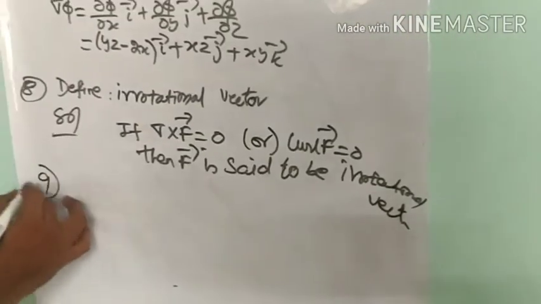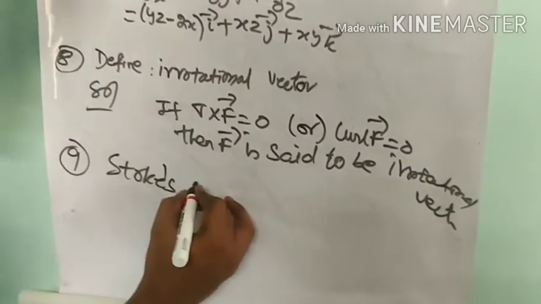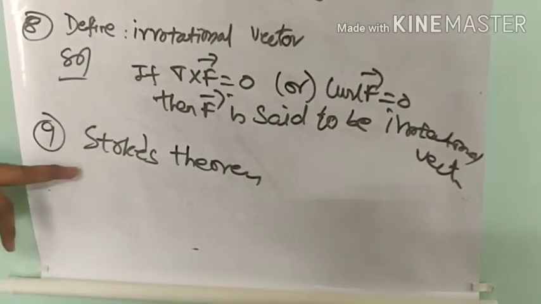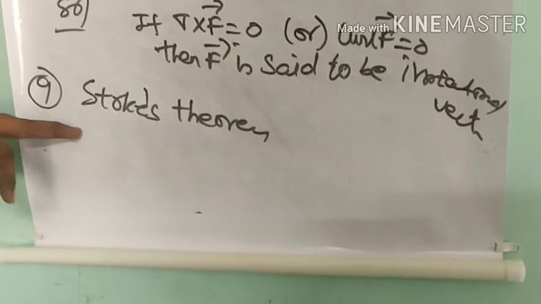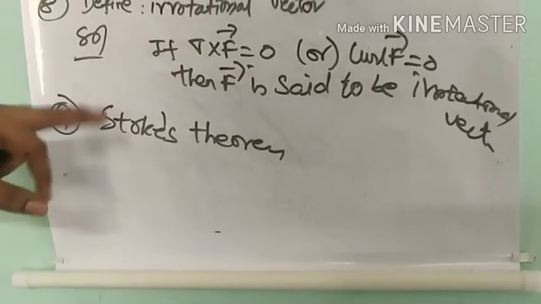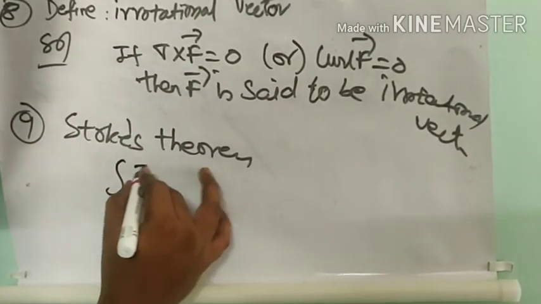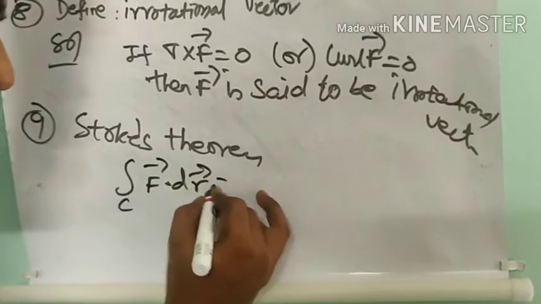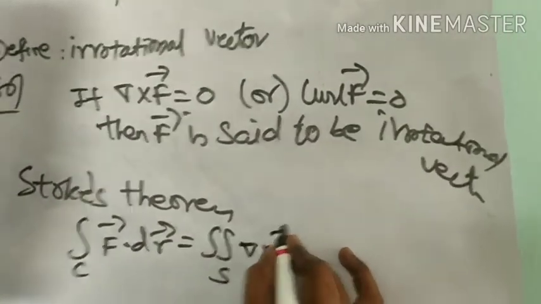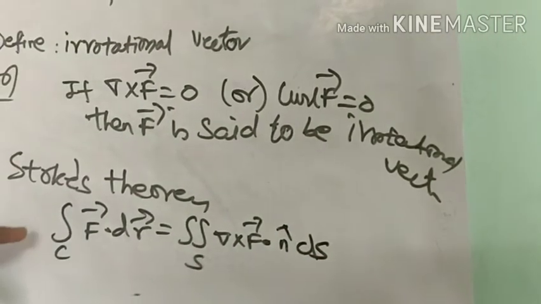And the ninth question, state Stokes theorem. So Stokes theorem is also asked in the last unit, vector integration. We have three theorem concepts. One is Stokes theorem. So just write the formula alone. So the Stokes theorem formula is nothing but integral over C f vector dot dr vector equal to double integral over S del cross f vector dot n cap ds. So this is the formula for Stokes theorem.